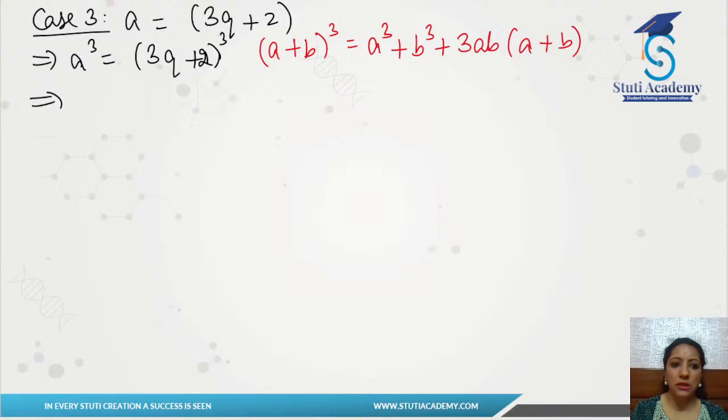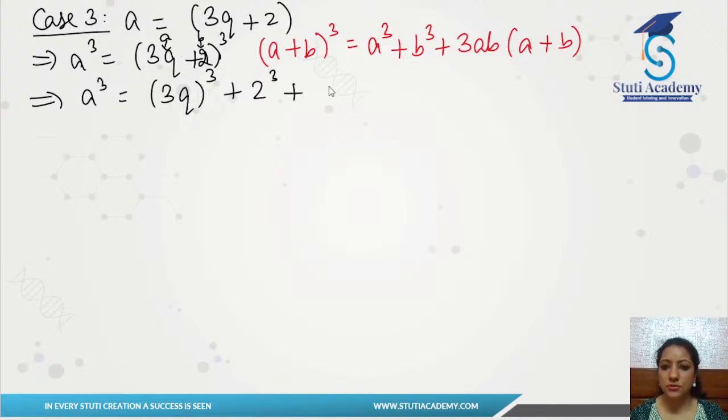So I'll expand this now. I will get a cube is equal to (3q) cube plus 2 cube. So I'm just putting the values of a and b. For me, a is 3q and b is 2. So I'm just putting the values here. So we have 3 times 3q into 2 into (3q plus 2).